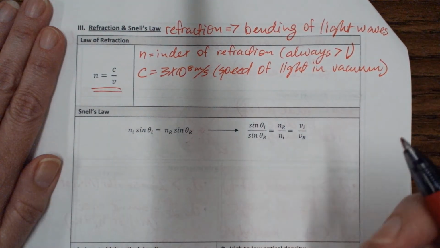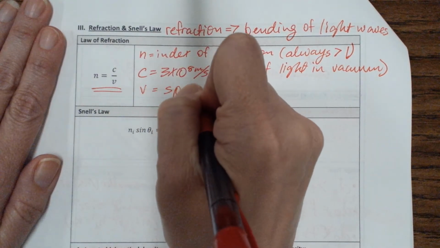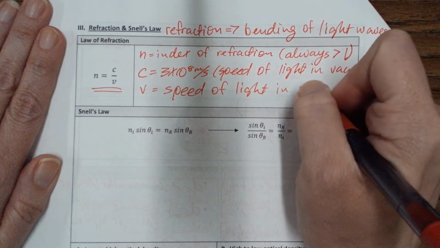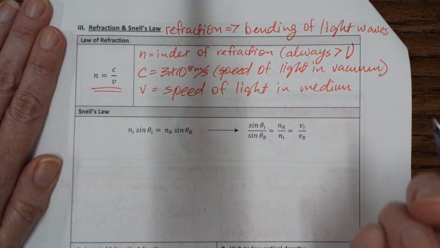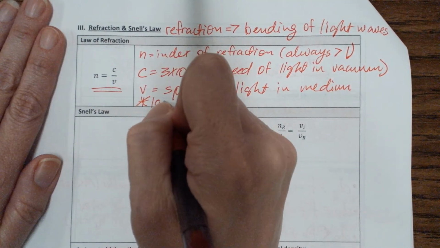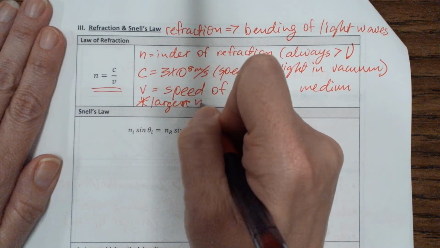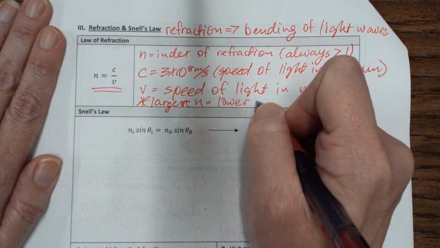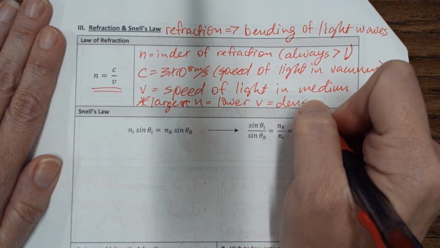And then v is the speed of light in a medium, like a solid, liquid, or gas. So if you have a larger n, then that means you have a lower v, which means your medium is denser.